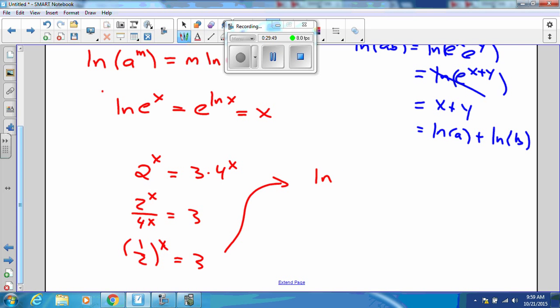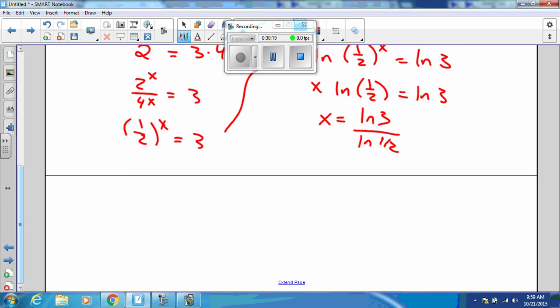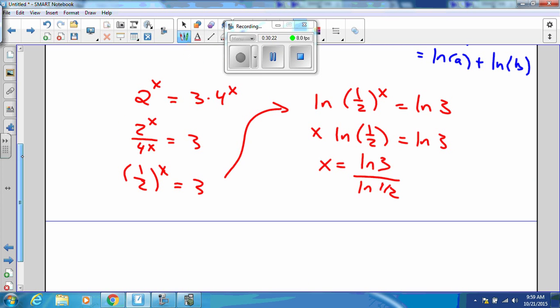So that the natural log of 1/2 to the x equals the natural log of 3. And now using my exponent property, I get this solution right here. So the algebra of natural log is used to solve exponential equations. Usually, exponential equations will have more than one solution path because the log properties are very flexible and useful.